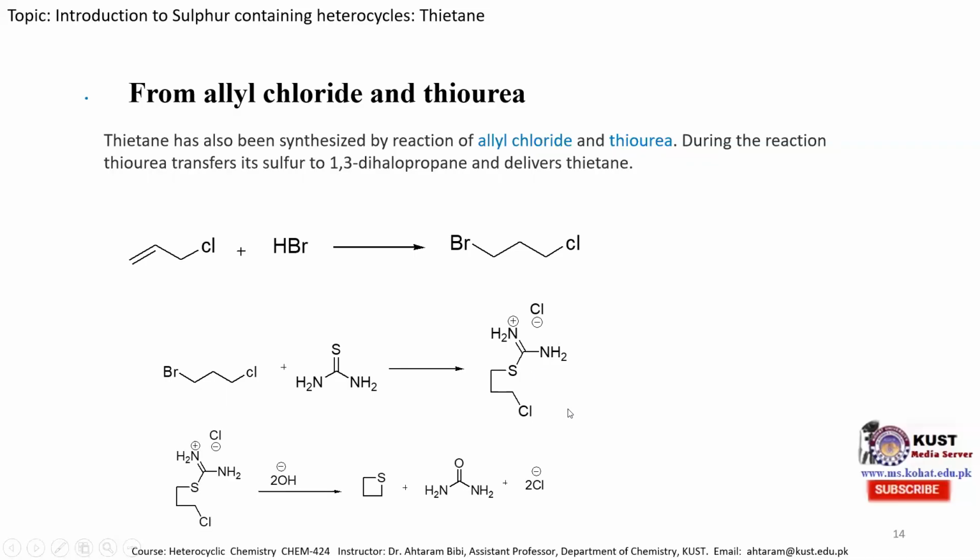And in the next step it is worked up with a base, potassium hydroxide or sodium hydroxide, to produce a thietane molecule as well as the urea molecule, with the release of chloride ion, which combines with the sodium or potassium ion to produce sodium chloride or potassium chloride.